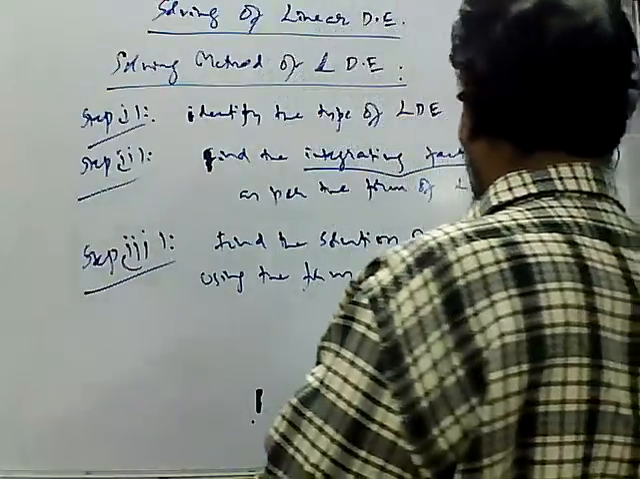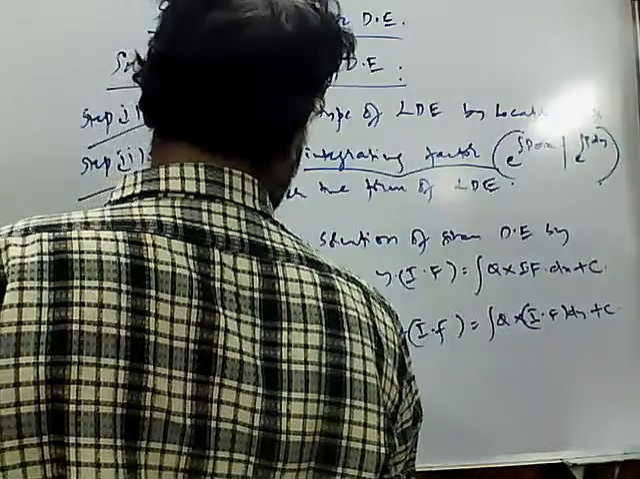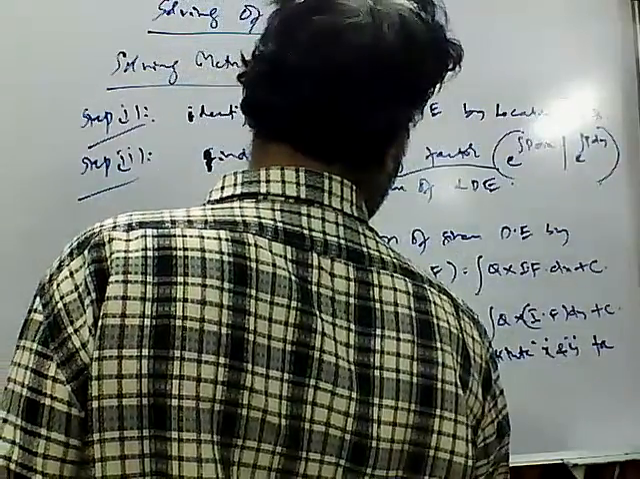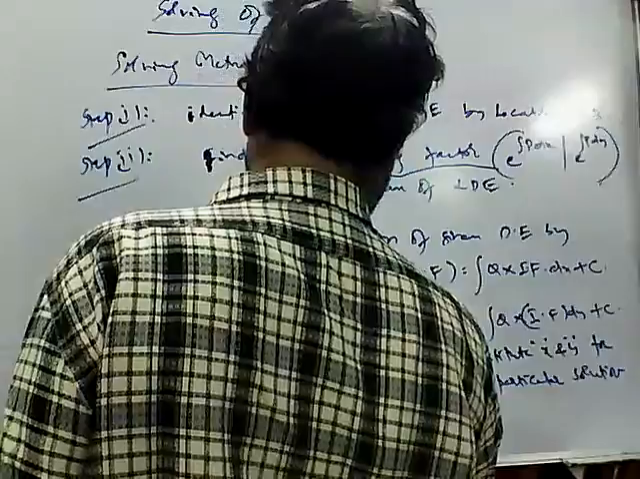Step 4 is a note. In case of a particular integral, substitute x and y in the general solution and find C to get the particular solution at a given point or passing through it.